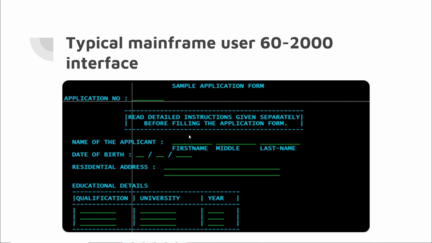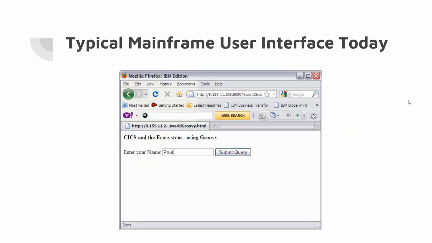Now, fast forward to 2018, and this is how an interface with the mainframe would look today. Very similar to any other web application you have. You can use your browser. You would never suspect that behind this simple web page there's actually a mainframe application running. So this is how this would look today.